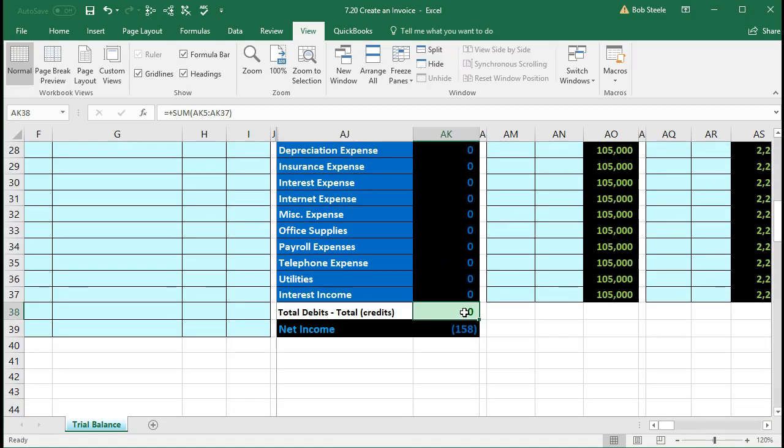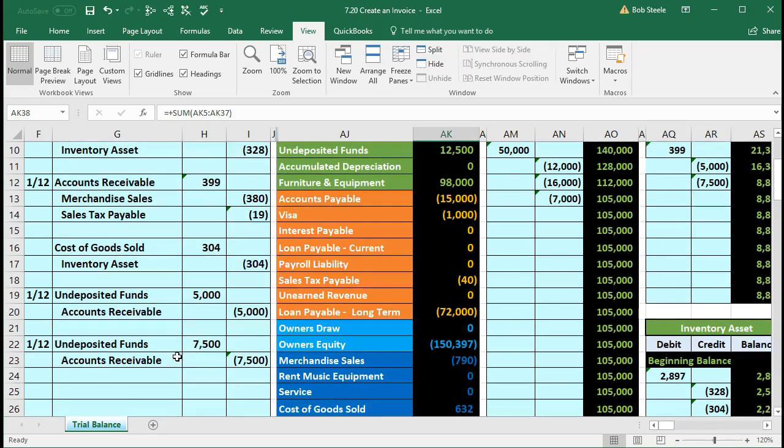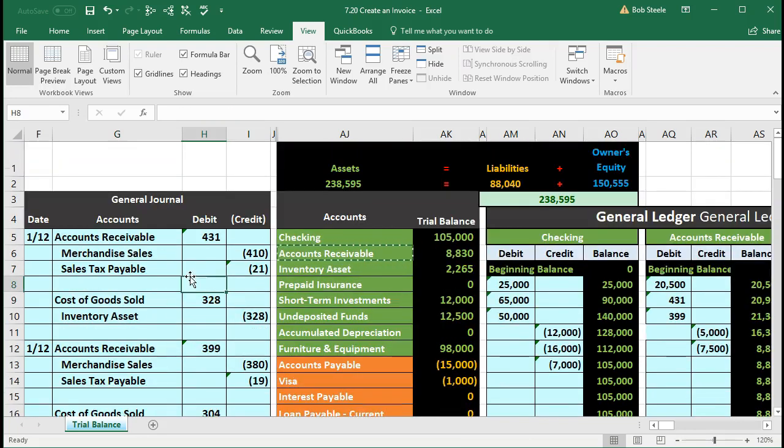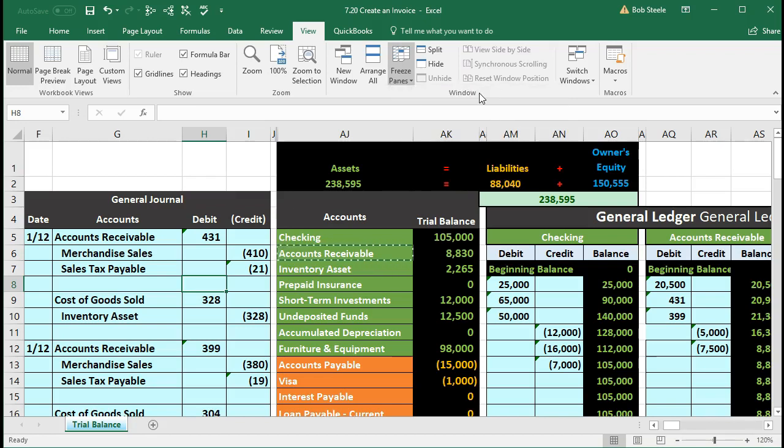No effect on net income with this transaction. Note, nothing in the sales, nothing in the expenses. And even though we got cash undeposited funds because we earned the revenue in the past and recorded it in the past in accordance with the revenue recognition principle. We're going to go ahead and unfreeze the panes now. So I'm going to go to the View tab, Windows, Freeze Panes, Unfreeze, and then just check out the financial statements.